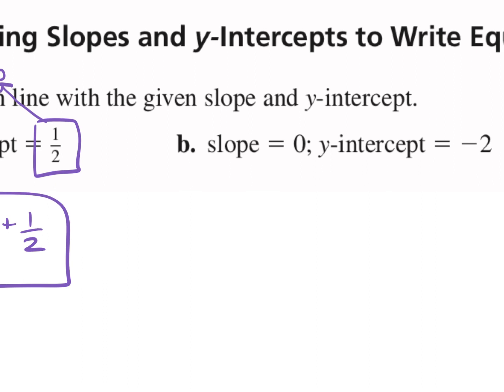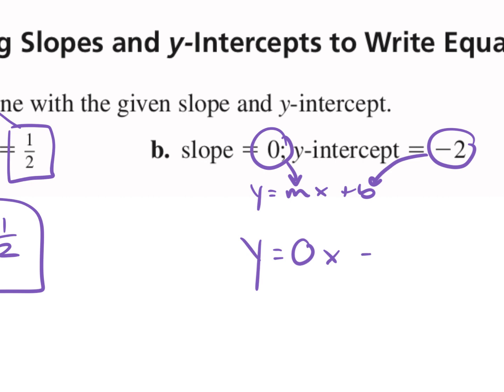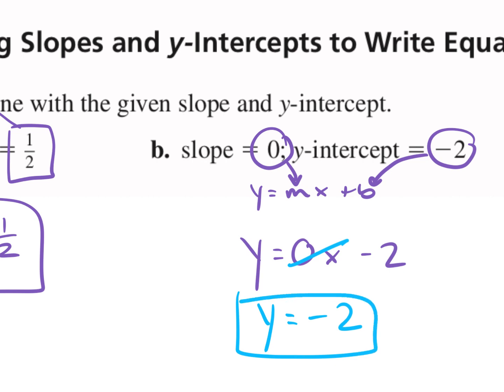Let's do the next one. Again, we're going to plug it into y equals mx plus b because it gives us the slope and the y-intercept. My slope is going to get plugged into m, and my y-intercept is going to get plugged into b. So I have y equals 0x minus 2. Well, what is 0x? 0. So to write it in the most simplified form, we would just get rid of that because it's just 0. So y equals negative 2. This would be our equation of a line. You don't write the 0x in there because it's just 0. You can get rid of it.